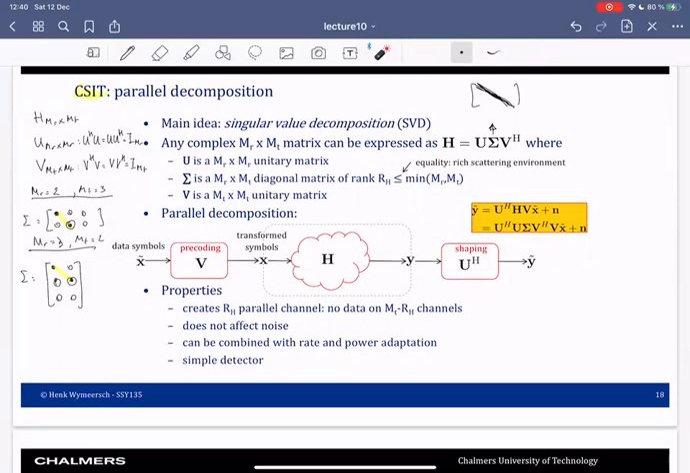Important also in this sigma matrix is that the entries, let's say sigma_ii, satisfy 2 things. One is that it is real and greater than 0. And the second thing is that sigma_ii is greater or equal than sigma_(i+1)(i+1). So the singular values, which are the elements of the sigma matrix, are ordered from large to small.